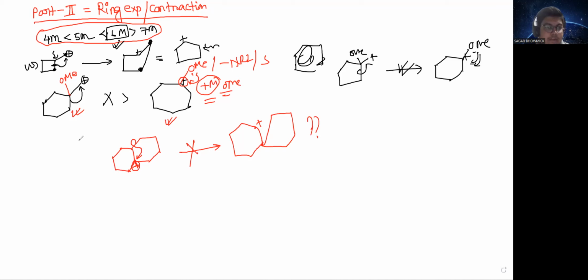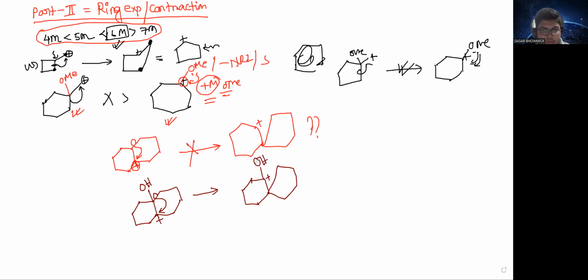But if we give one stabilizing group like OMe or OH, for example, with the positive charge, OH suppose, now this ring contraction will occur. Why? After this contraction, let me draw. It has positive charge, but there is one OH group. The OH group has an oxygen lone pair that gives a plus M effect that will stabilize the carbocation very much. Here the less stable ring is forming, but the stability arising due to the plus M effect of the OH group is overcoming the instability of ring contraction. So in these cases, ring contraction also may occur.